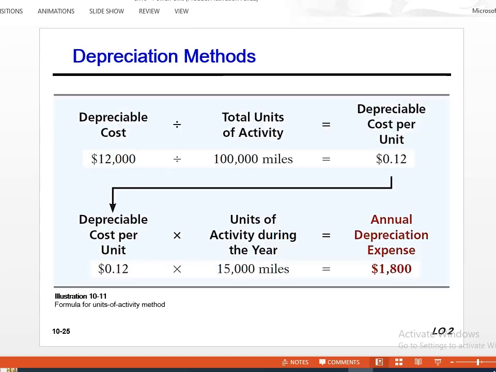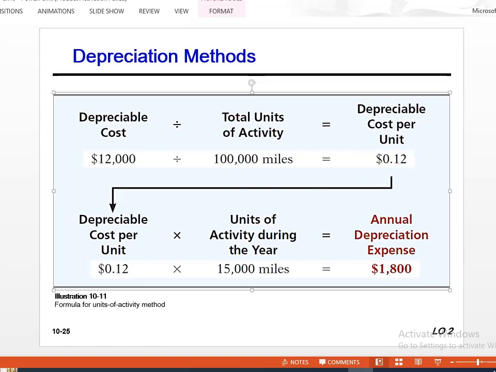So let's calculate per unit depreciation cost. Per unit depreciable cost is equal to total depreciable cost divided by total units of activity. My total depreciable cost is 12,000. You know how to calculate it: cost minus salvage value, right? Divided by total units of activity, which is 100,000 miles. So per unit cost becomes 0.12.